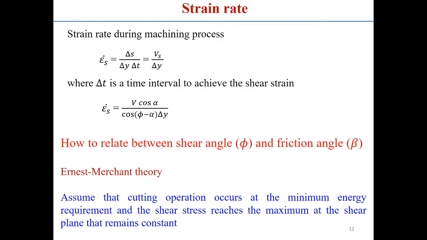So Vs by delta y is defined perpendicular to, along the normal to, the velocity vector. Delta t is the time interval to achieve the shear strain, and it can be very small. From here we can put in the Vs value and delta y, depending upon the thickness you are considering, and estimate the value of the shear strain rate.